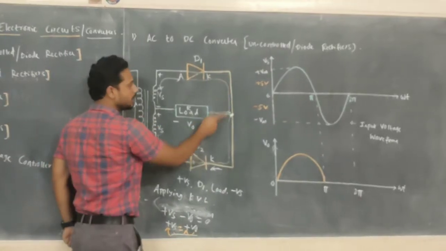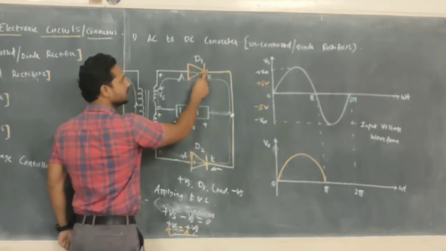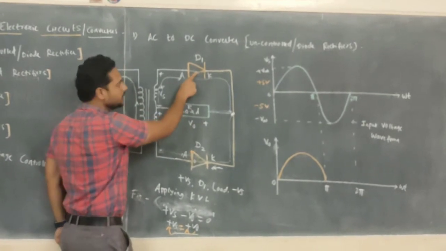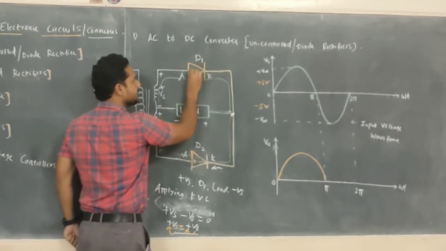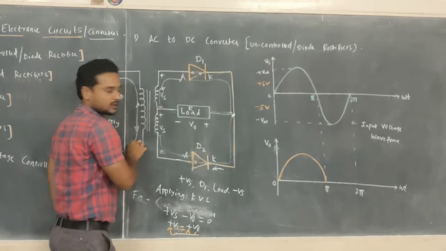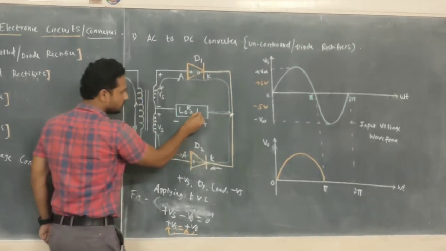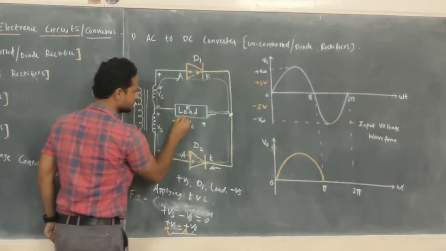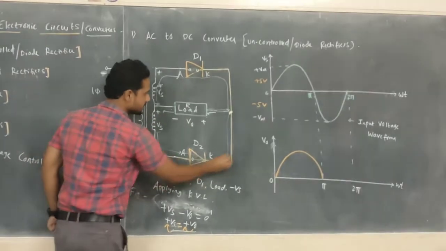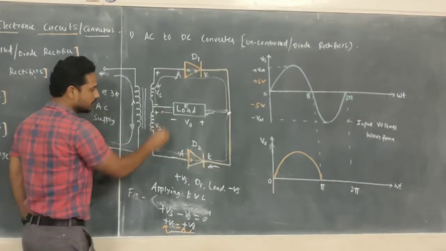It finds two paths. If it tries to go in the upward direction, then this diode D1 will not support. It will be reverse biased, hence it acts as an open circuit. Now current will flow through this load here, in this direction, and it completes its path like this. Now you can apply KVL.